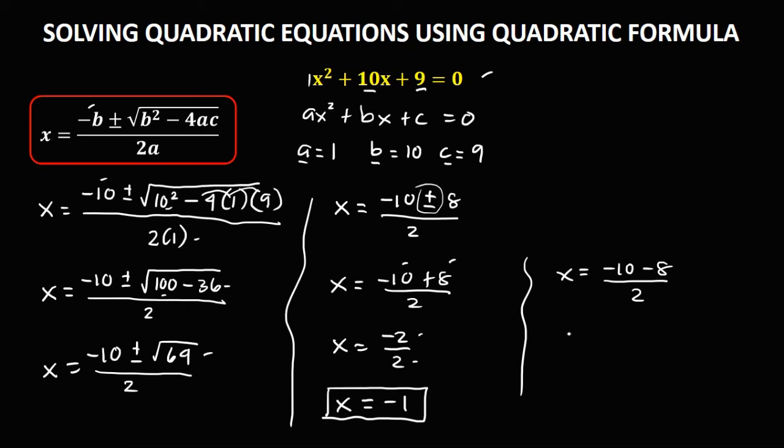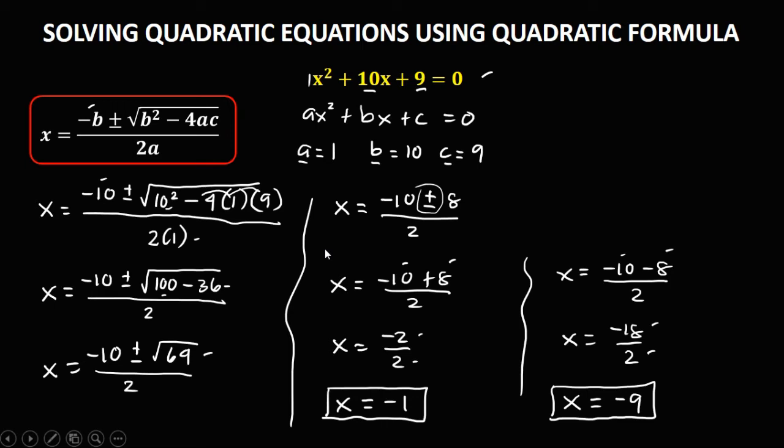And the other one, x equals negative 10 and negative 8, that's negative 18, over 2. So x is equal to negative 18 divided by 2, that's negative 9. So these are the solutions of this quadratic equation: x equals negative 1 and x equals negative 9.